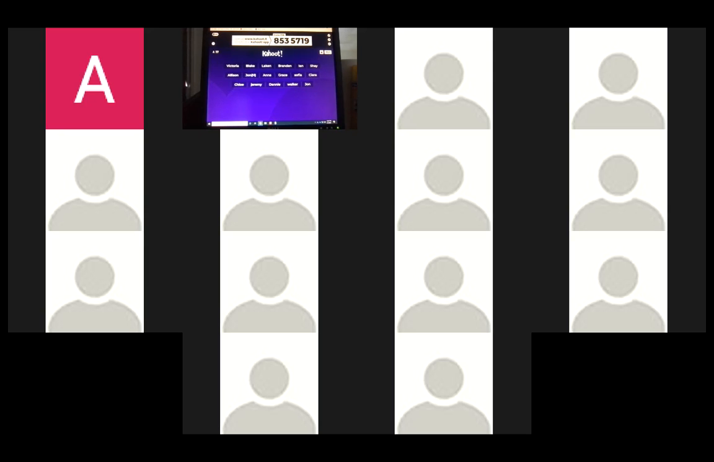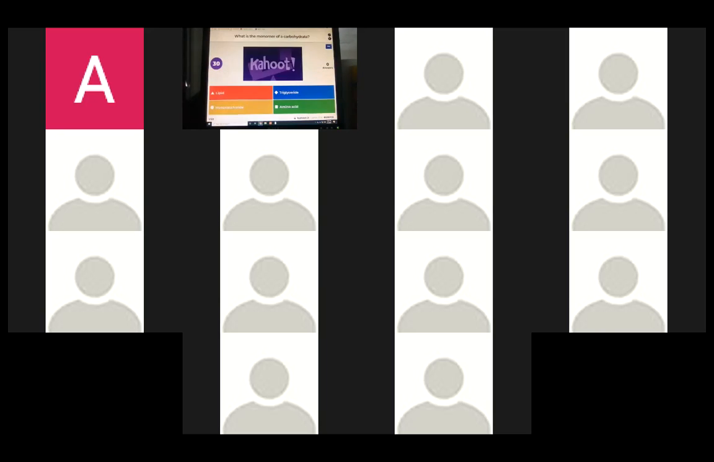All right, here we go. So it's 20 questions. We'll see, I guess we'll get through them all. We have half an hour. And I think there's 30 seconds for each question, I think. So the monomer of a carbohydrate.